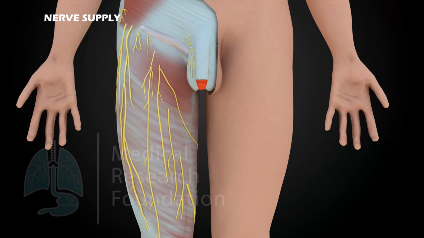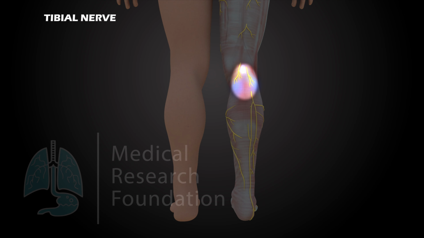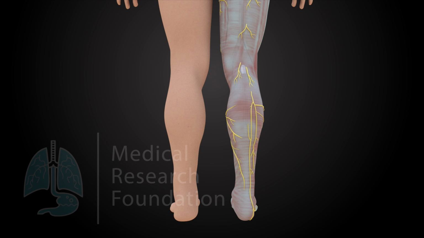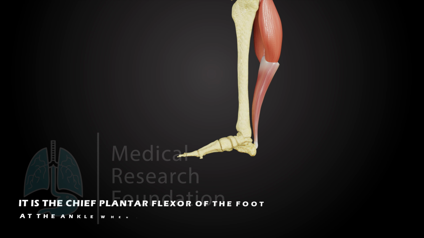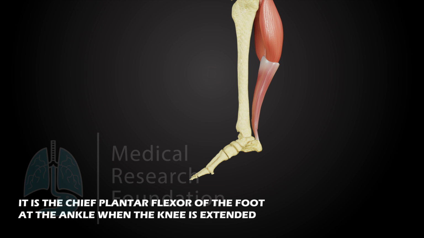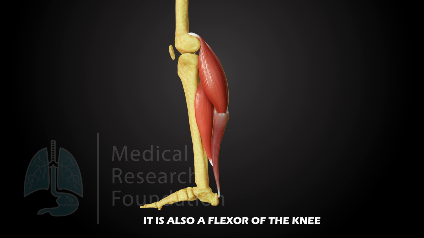Nerve supply. Both heads are supplied by the tibial nerve in the popliteal fossa. Actions. It is the chief plantar flexor of the foot at the ankle when the knee is extended. It is also a flexor of the knee.